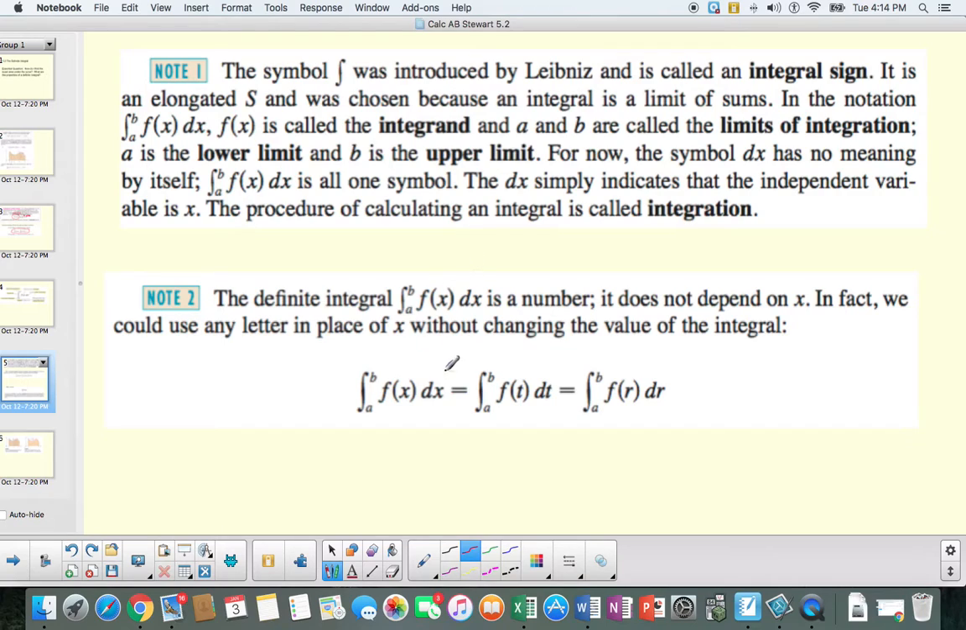Let's take a look at note 2. Note 2 says that the variable that you use is just holding the place of the height and the width, and it really doesn't matter whether you use x or t or even r.